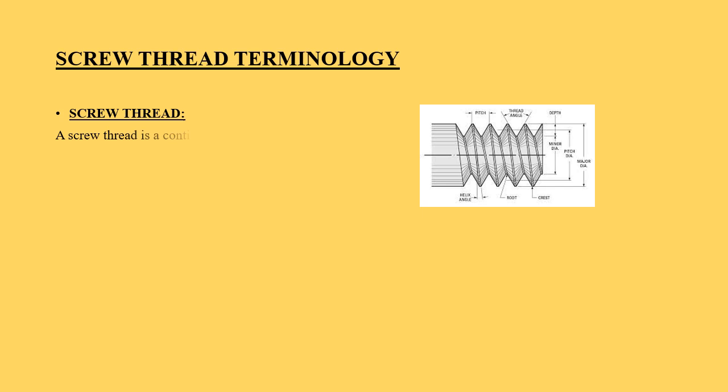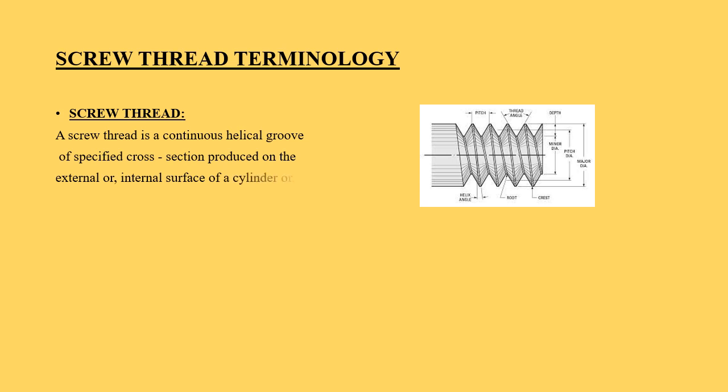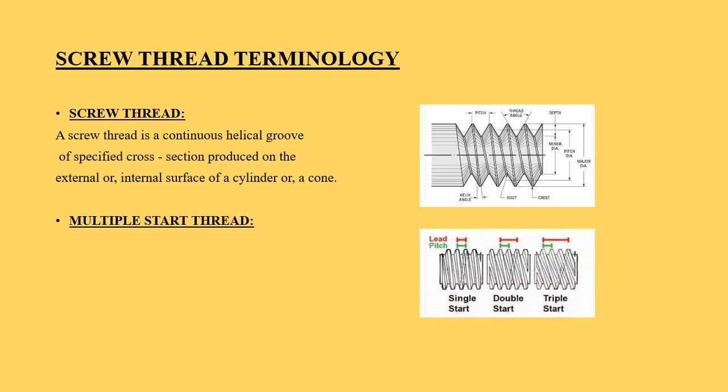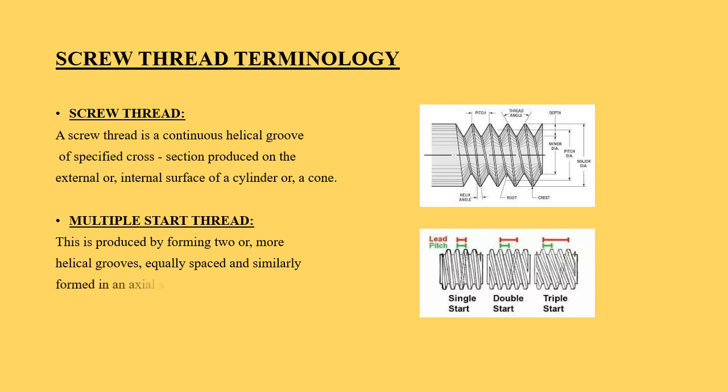Now, what is a screw thread? It is a continuous helical groove of specified cross-section produced on the internal or external surface of a cylinder or a cone. A multiple start thread is produced by forming two or more helical grooves equally spaced and similarly formed in an axial section on a cylinder, which gives a quick traverse without sacrificing the force strength.